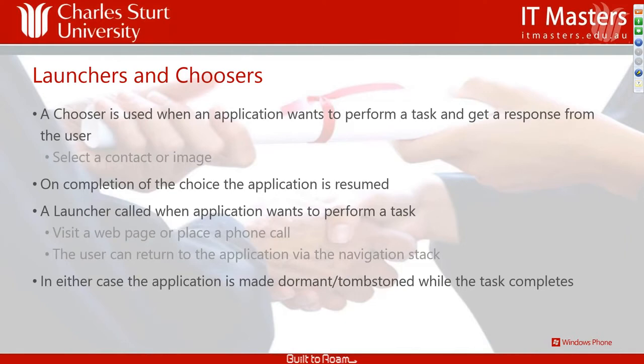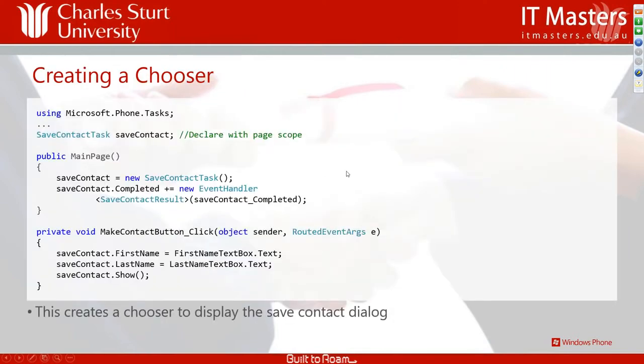Those are launcher activities because there's no return value that comes back to the application. So for example here, we're actually going to call the save contact task. You see we've declared the actual task at page level scope. The reason is that we need to make sure that this persists through both dormant and tombstoning.